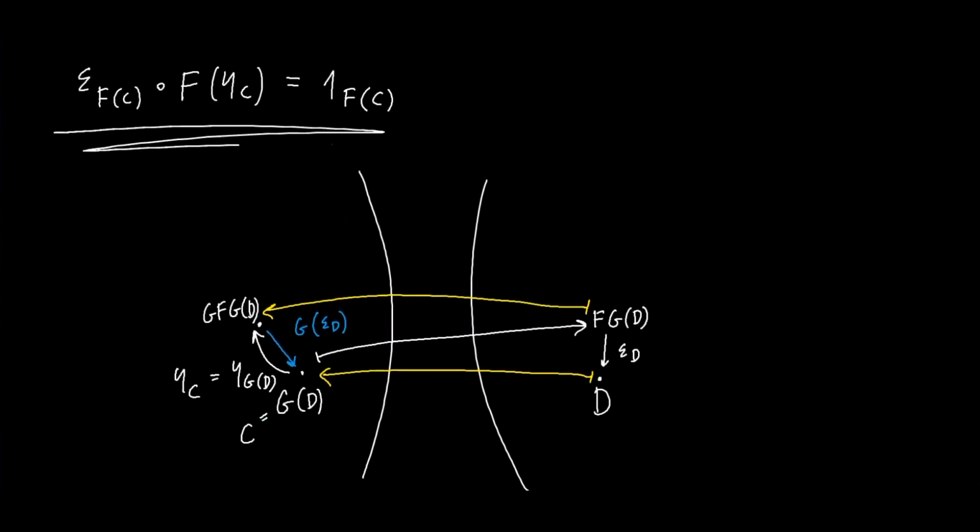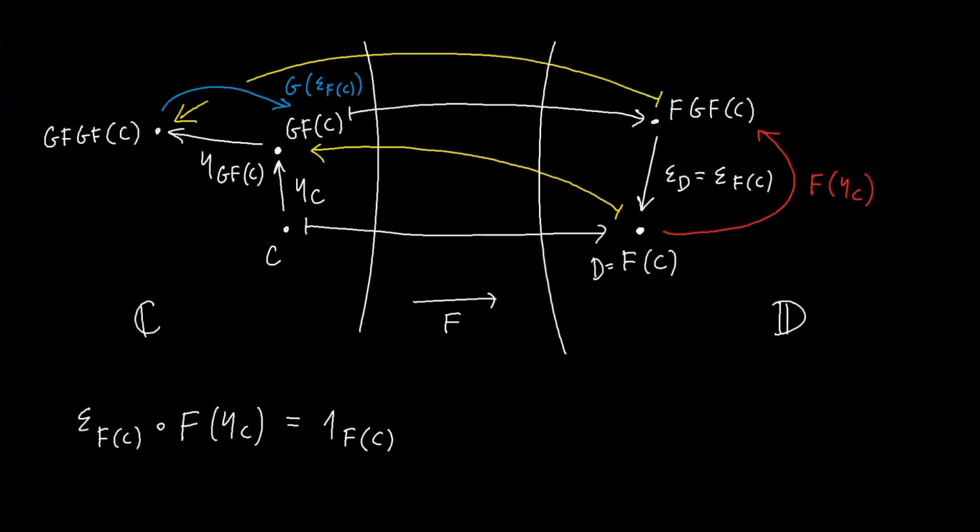And just like here, I'm going to require that they compose to identity at the more simple object, which is G of D. So if I go back here, I require that if I go up and then down, it gives me identity. So it gives me identity at the object F of C.